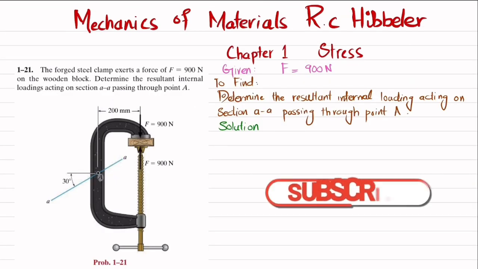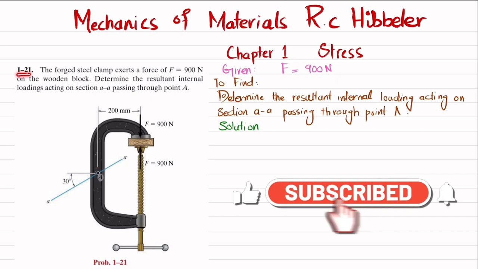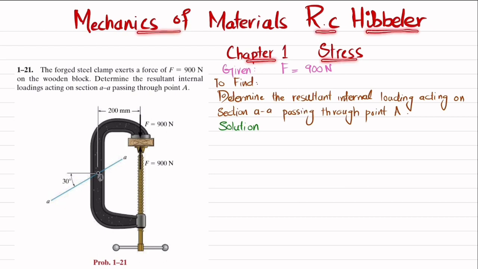Welcome back. Problem 1-21. This problem is taken from chapter number 1, that is stress, and the book name is Mechanics of Materials by R.C. Hibbeler. So the statement of the problem is: the forged steel clamp exerts a force of 900 Newton on the wooden block. Determine the resultant internal loading acting on section AA passing through point A.